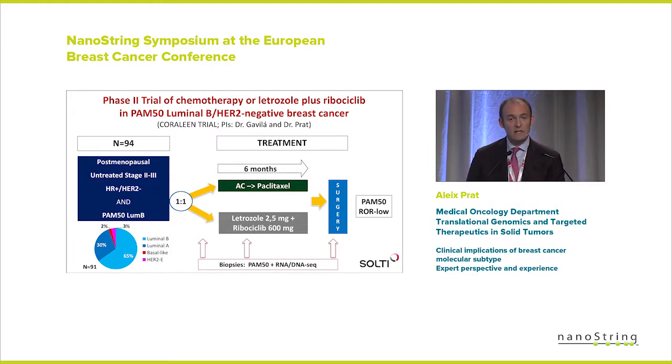So we're only selecting luminal Bs and randomizing them to standard chemo, AC followed by Taxol, or a strategy of no chemo, in this case letrozole plus ribociclib, for 6 months, and then we're doing surgery with the primary endpoint being PAM50 ROR low disease, so ROR low risk. So basically we want to take these tumors that are either intermediate or high risk to ROR low.